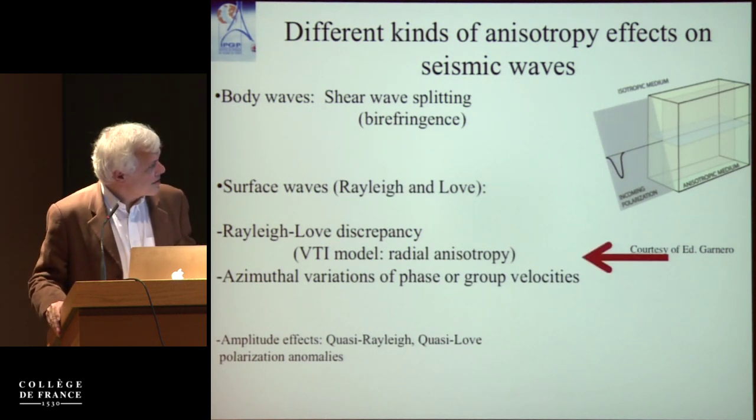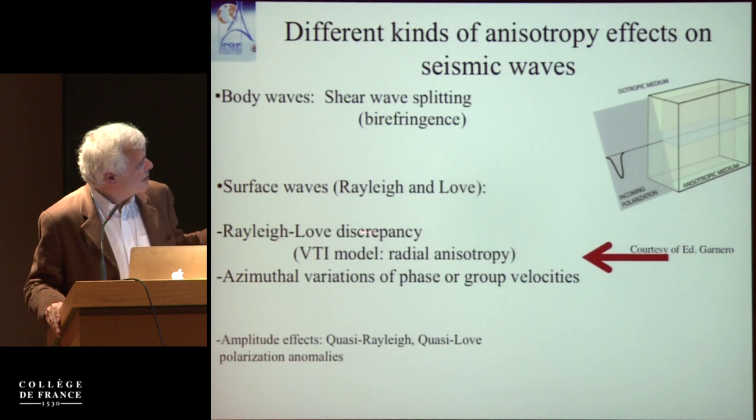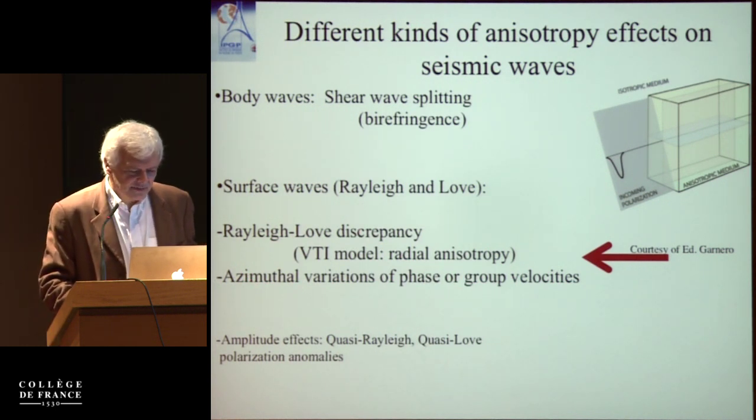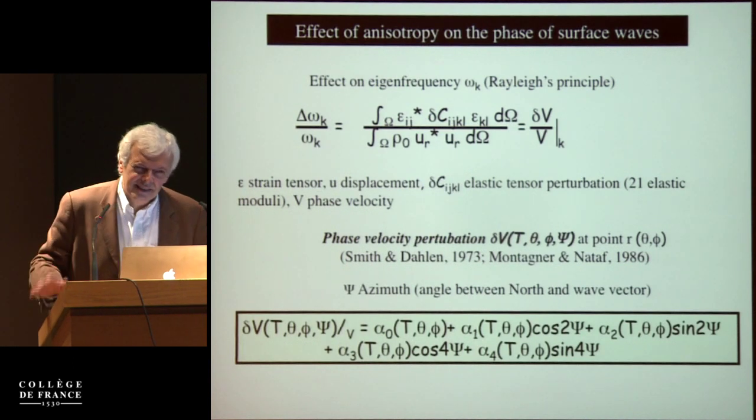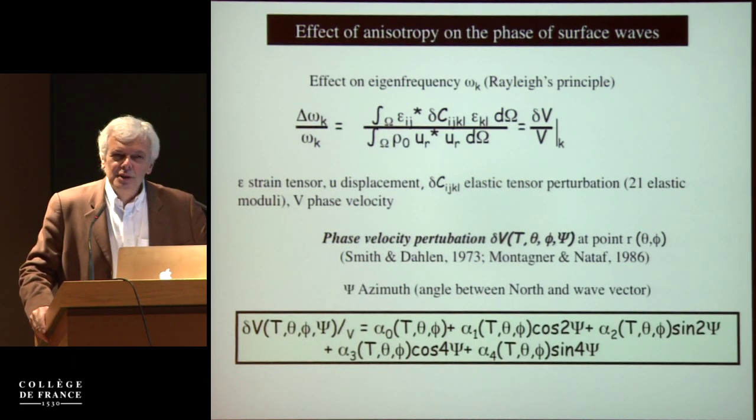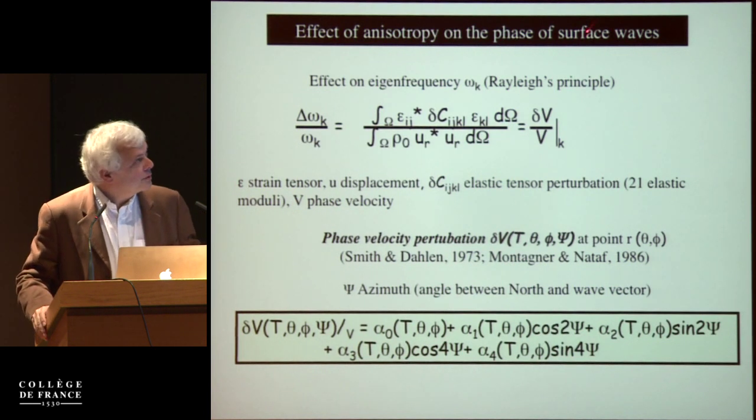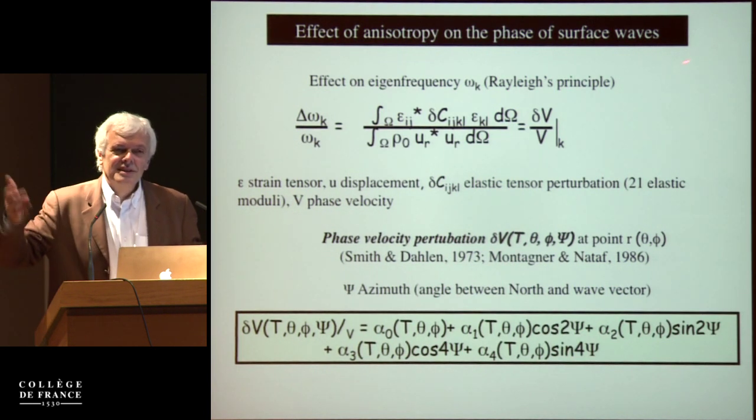Okay, so I will focus basically on these two kinds of observation: Rayleigh-Love discrepancy, and azimuthal variation of phase and group velocities. I only show this equation to give you some flavor of what we do from a theoretical point of view. I don't want to detail it.